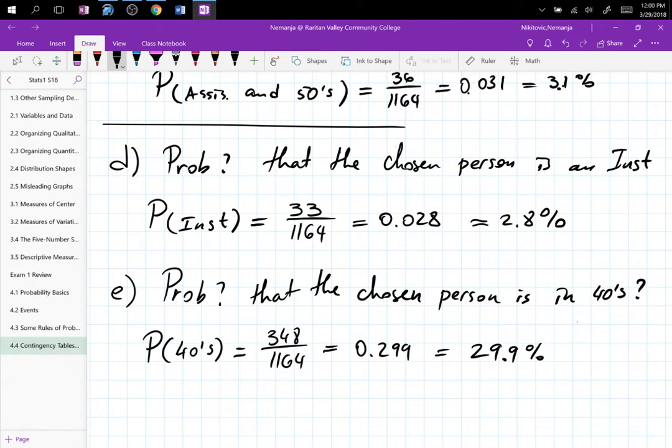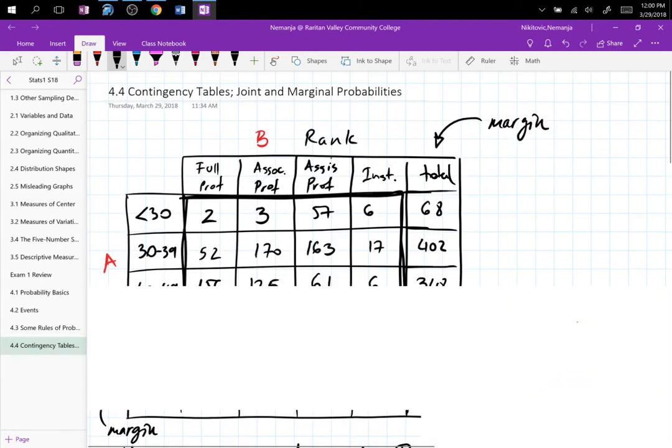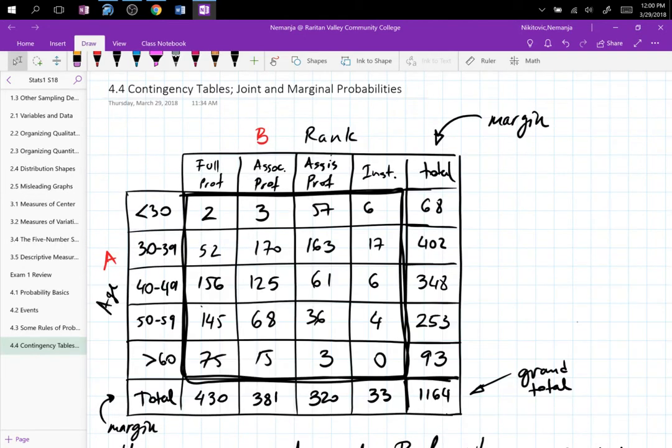There is nothing else in this lecture. The name of the table that you see is called the contingency table. It gives you two variables. In this case, you have the age and you have the rank. And then we are talking about two different types of probabilities that we compute. One probability is called the joint probability.